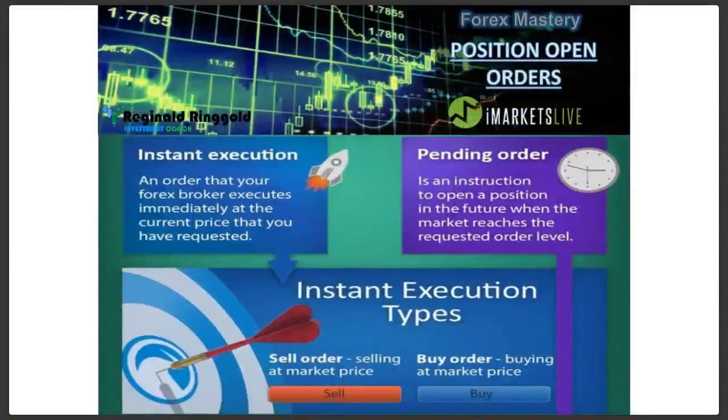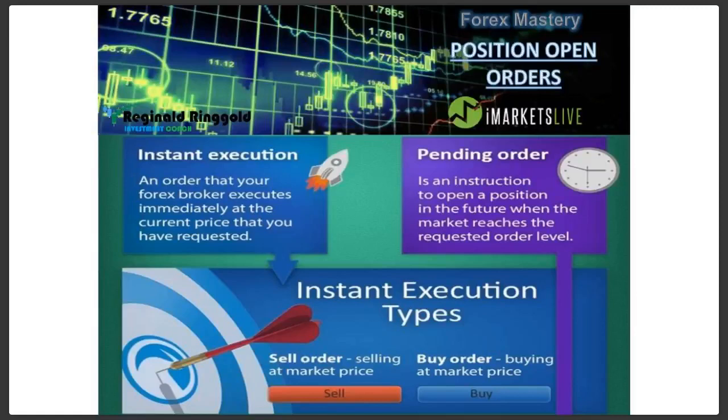So you have two types of orders. We've got instant execution, and then there's also pending orders, okay? So an order that a Forex broker executes immediately at the current price that you've requested, this is an instant execution. The pending order, it's an instruction to open a position in the future market when the market reaches this requested level, okay? So instant execution is a market making order. Pending execution is a market taking order.